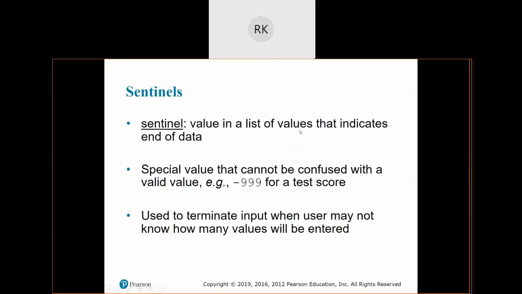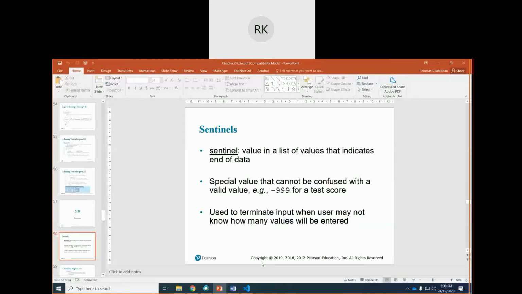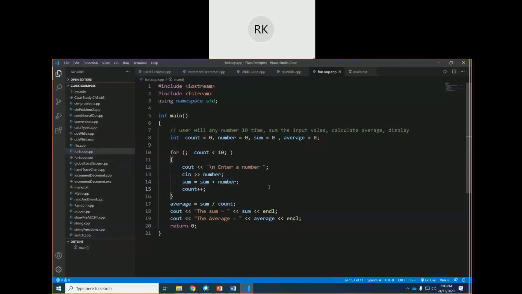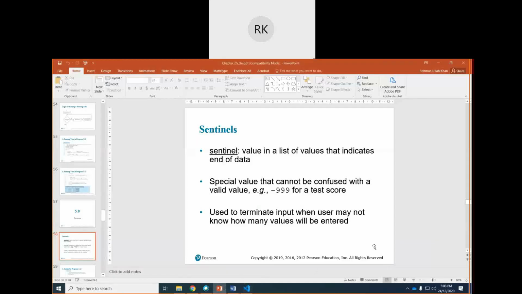A sentinel is a value in a list of values that indicates the end of data. A sentinel is a special value which terminates the loop. So what will be the special value in our case? The special value, which is called the sentinel, will be the value 10. When the count gets the value 10, the condition will become false and the whole loop will terminate. This is called a sentinel.